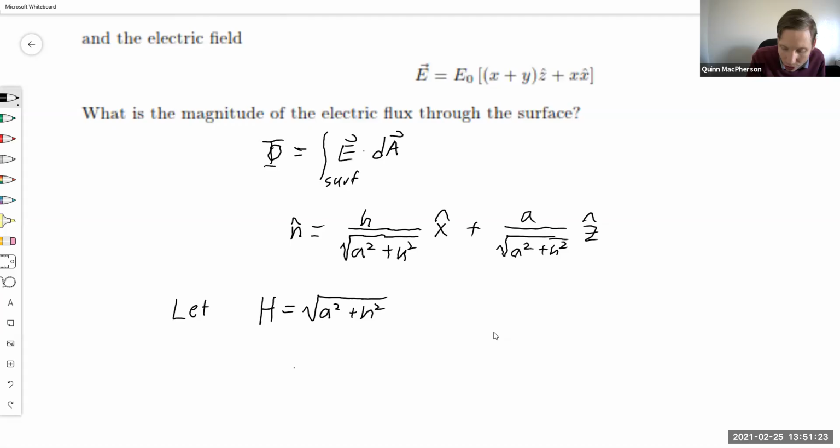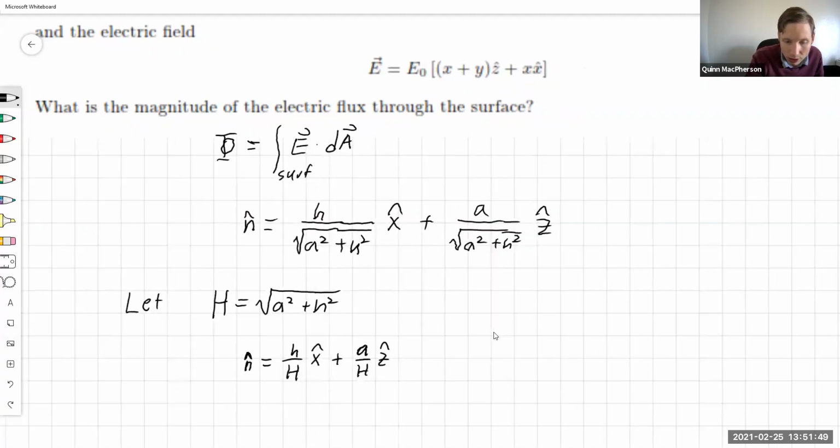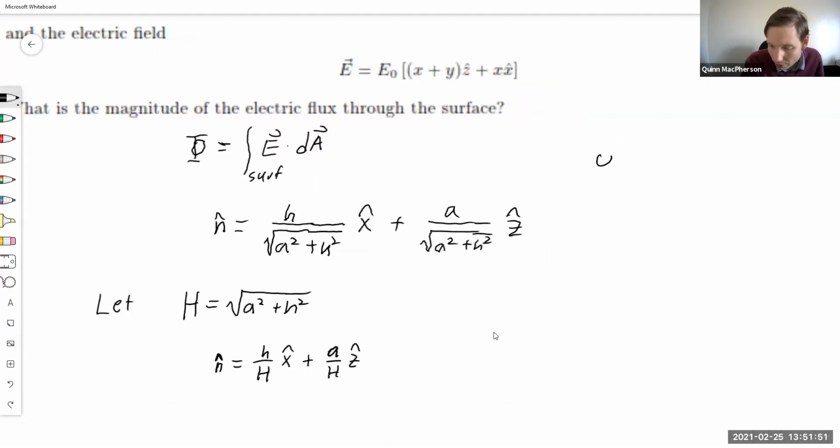So using that notation, n hat is equal to H over capital H x hat plus A over capital H z hat, like so. Okay, so we have the normal vector. Now it's time to do the integral. So we're trying to do this integral here.